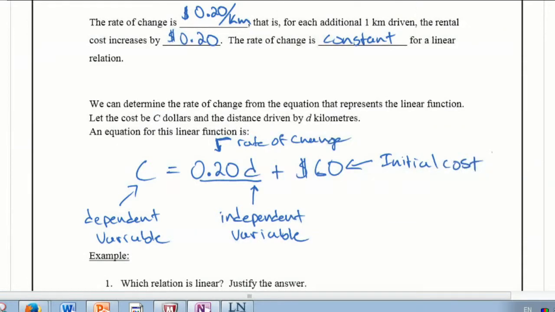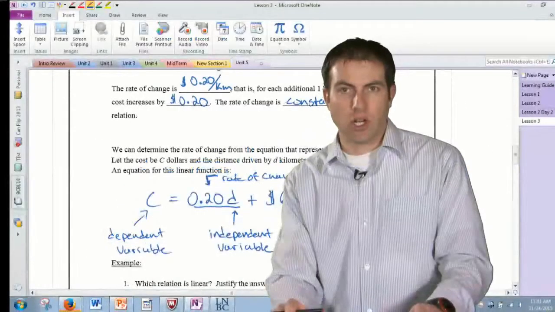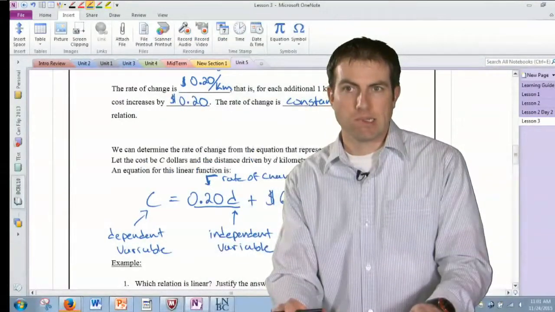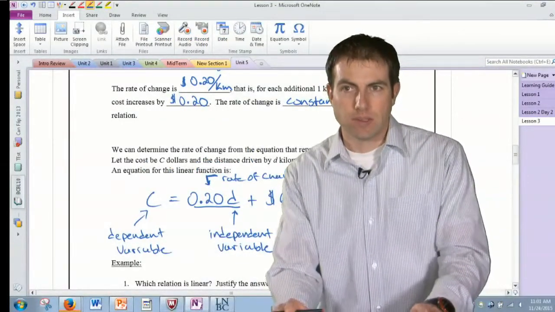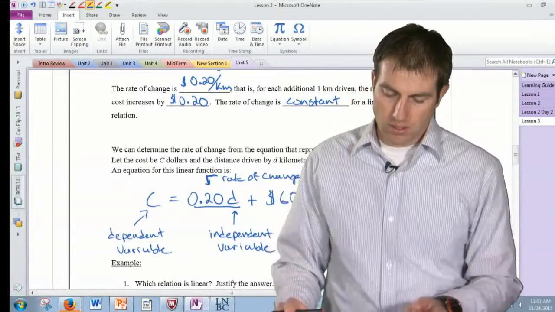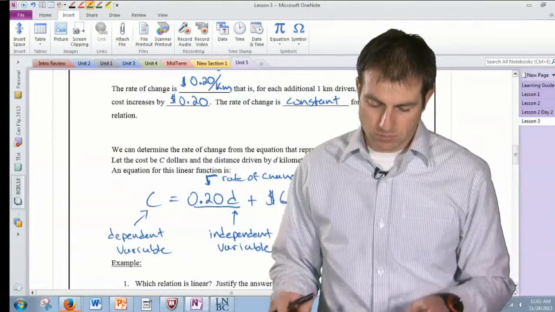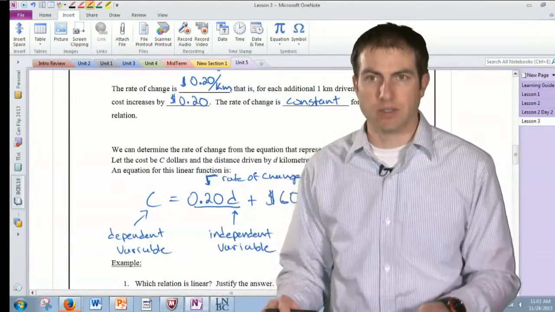Some things won't have an initial cost. I'm trying to think of something that doesn't have an initial cost. I'm fresh out of ideas.